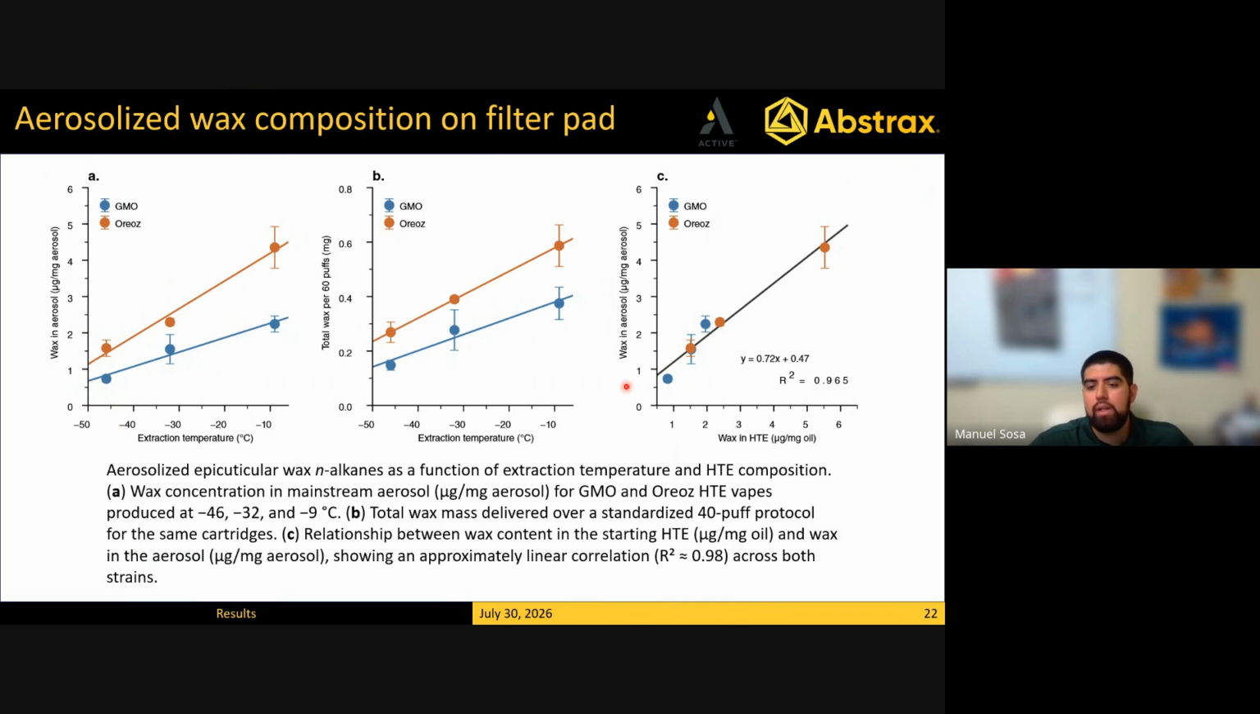But the biggest one that was important is going to be figure C here, which is showing you almost a 1-to-1. So it's an R-squared value of 0.965, but essentially it's the waxes in the HTE that started in the cart, and then the waxes in the aerosol phase, which is what we caught on the pad. So almost everything that was in the cart ended up on the actual pad, which is something to bring up and something of concern, right, for longer term studies, which we'll get into.